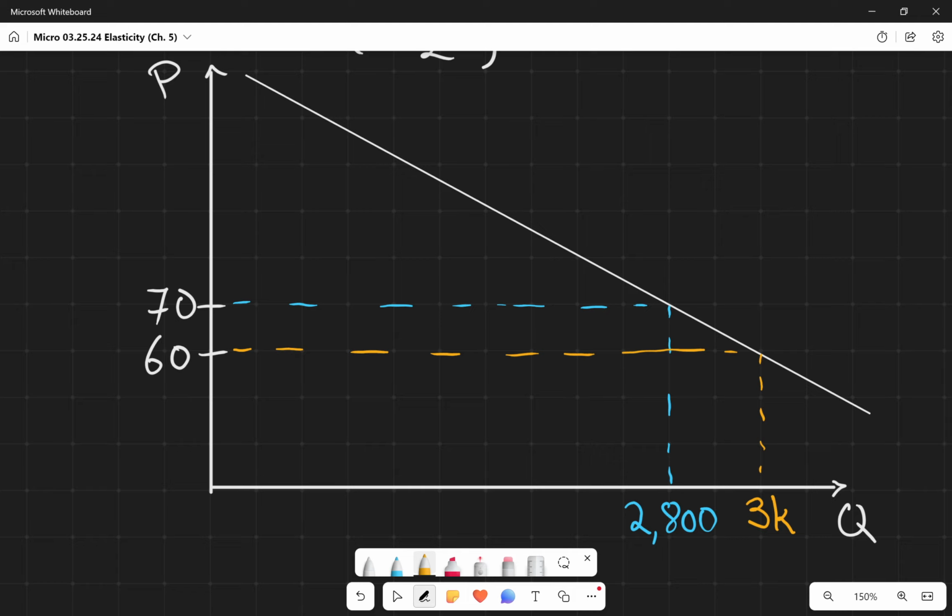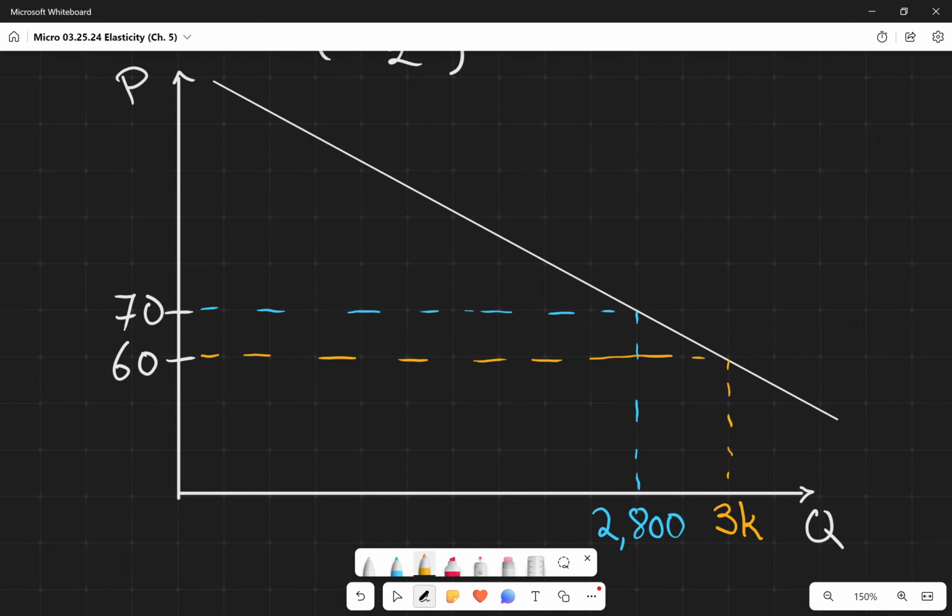All right, so I'm going to have you on your own calculating the price elasticity of demand. Actually, no, I'm going to do it with you. We don't have enough time. Okay, so how do we calculate the price elasticity of demand between these 2 points?